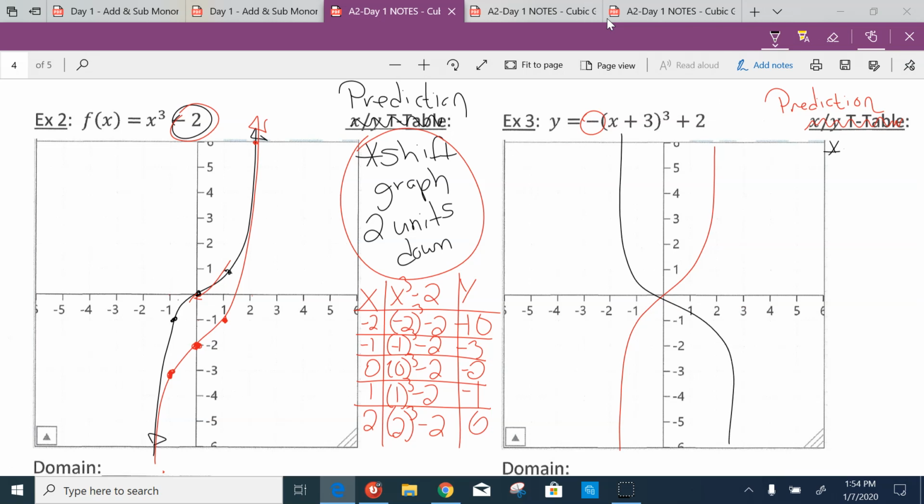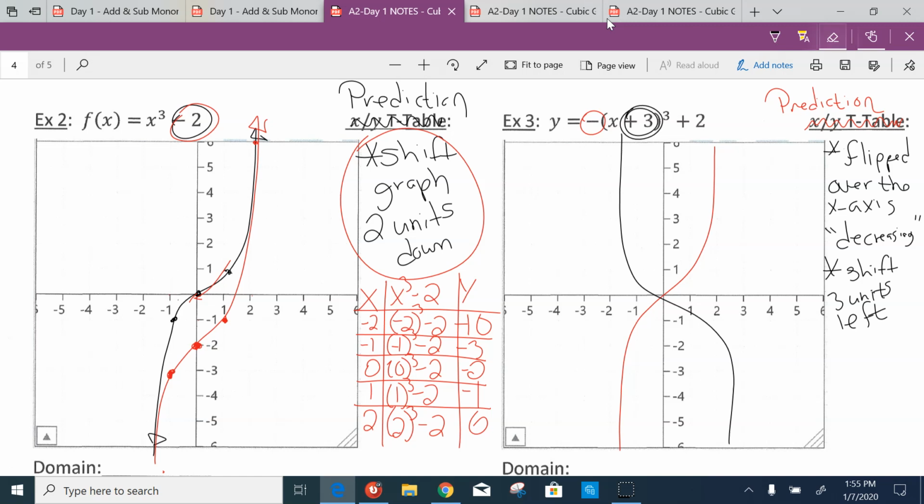So my first prediction is that it's going to be flipped over the x-axis. In other words, the graph will be decreasing. It's going to be getting smaller from left to right. It's going to go from positive land to negative land. Second prediction, right here, the +3. That +3 means I'm going to shift 3 units, but not to the right. It's going to be to the left instead because it's the opposite of what it looks like. It's going to shift to the left.